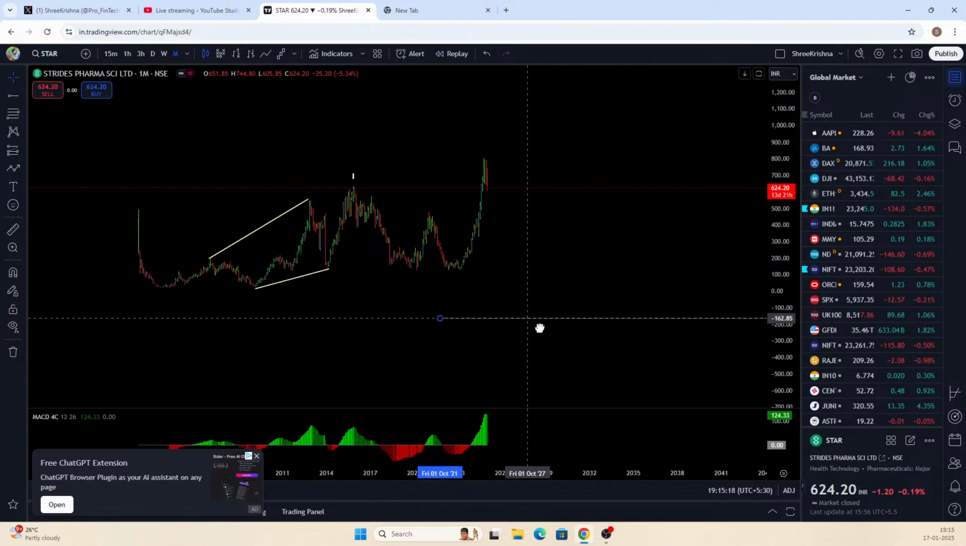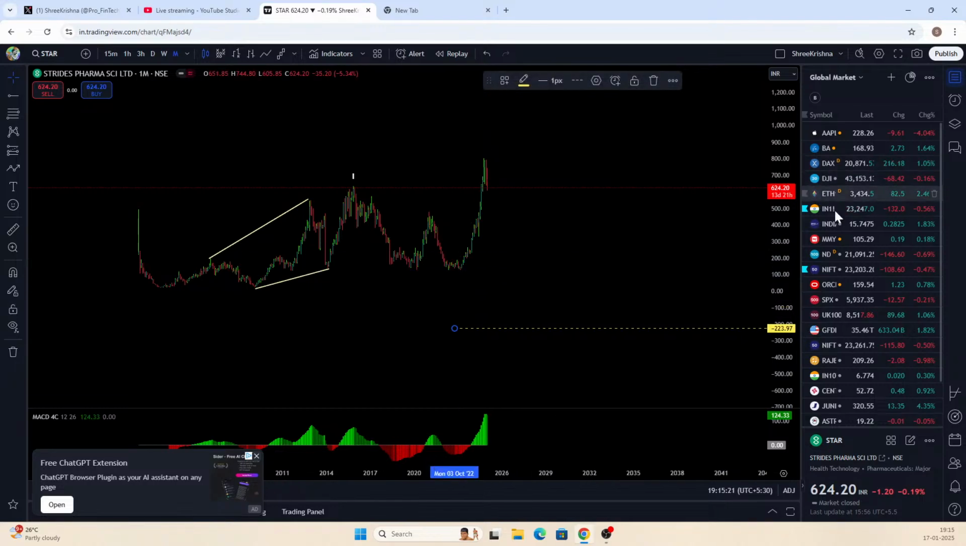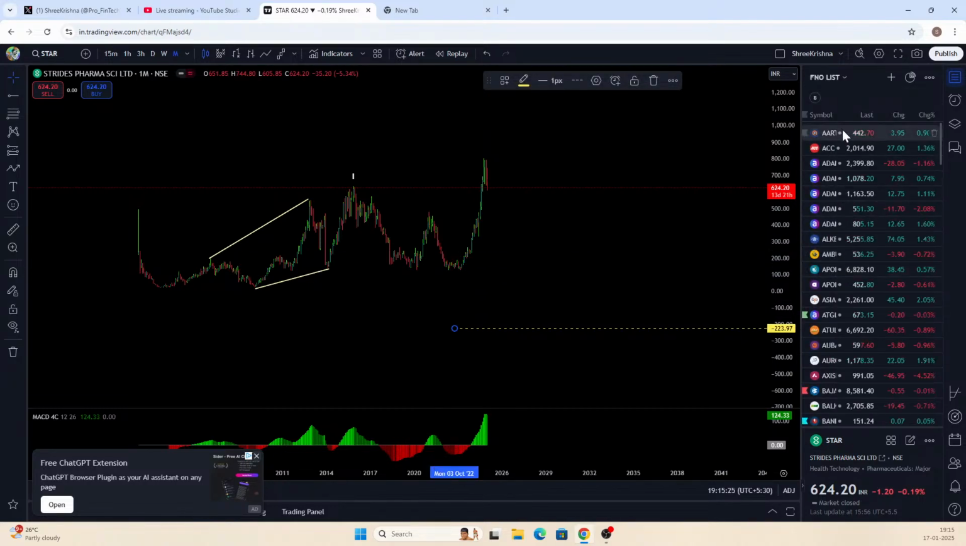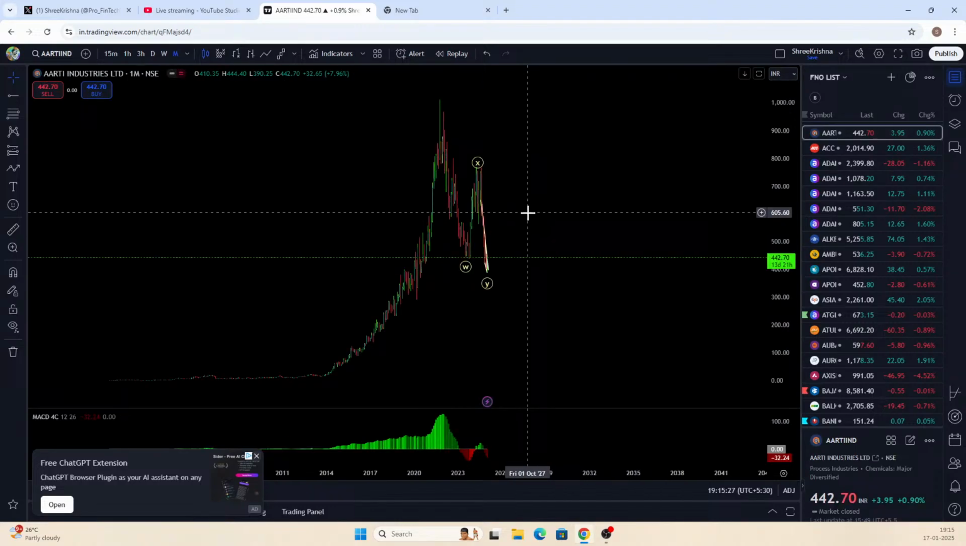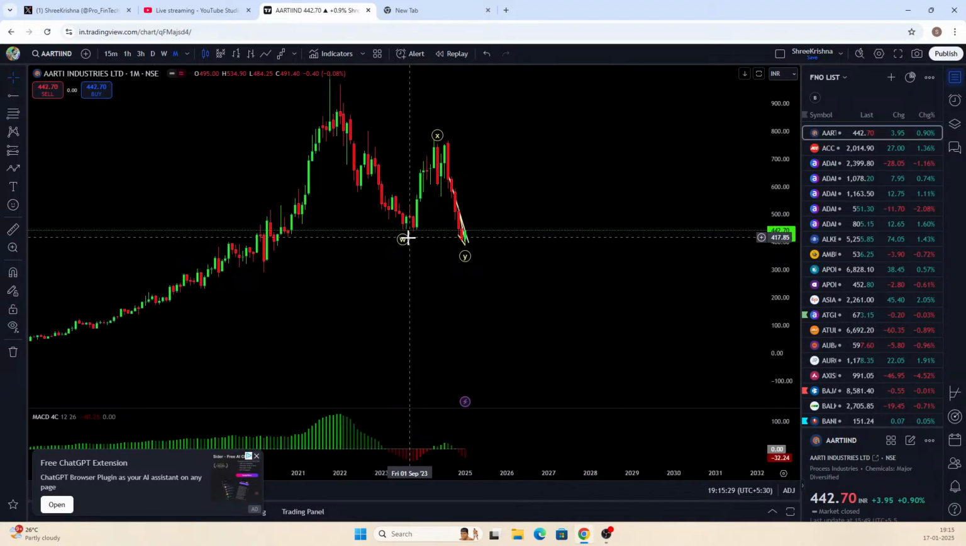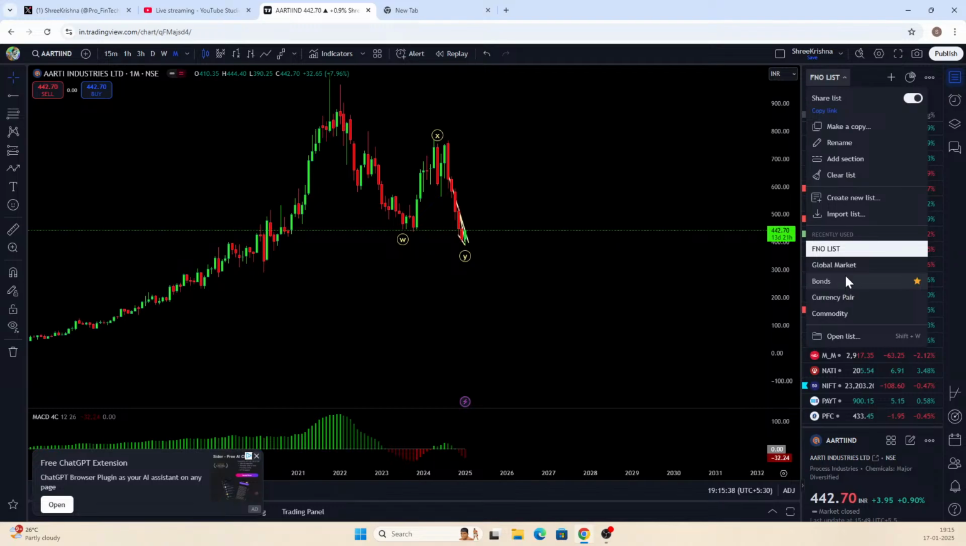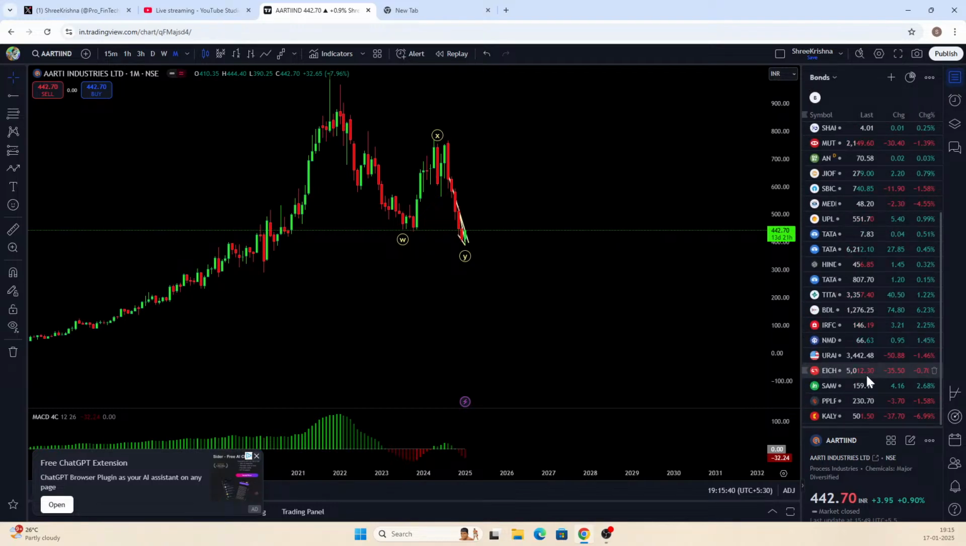Where did you see this kind of pattern? I have shown you already. Exactly in Aarti Enterprises. In Aarti Enterprises you have seen the same pattern: after the correction, it went up and then came below this low, right? Do you understand it? Okay, I believe you understand it.